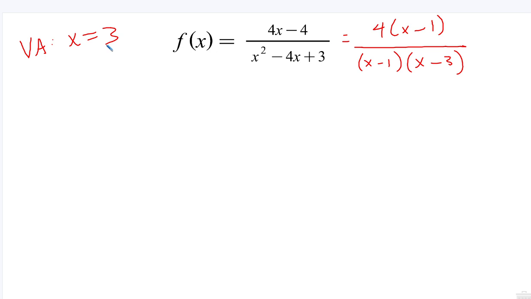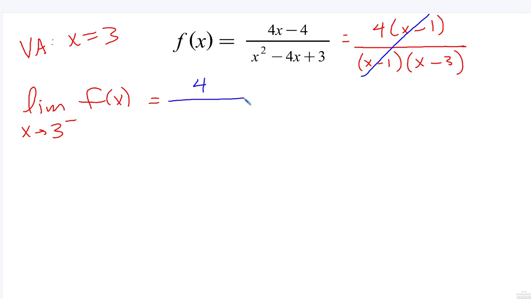So we'll start with our limit as x approaches 3 from the left of f of x. So if I'm approaching 3 from the left, that's like plugging in 2.999999999. Well, these 2 terms right here, if x is like 2.999999, are just going to cancel out. So really all I'm left with is 4 over 2.99999999 minus 3, which would be a real small negative. A positive 4 divided by a real small negative is going to be a negative infinity.